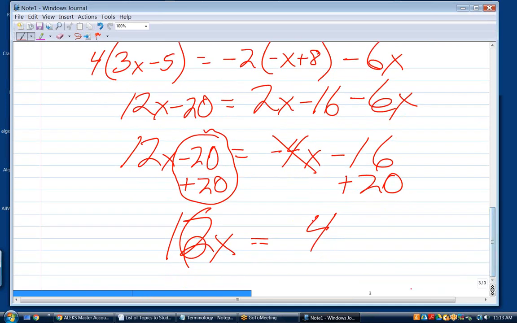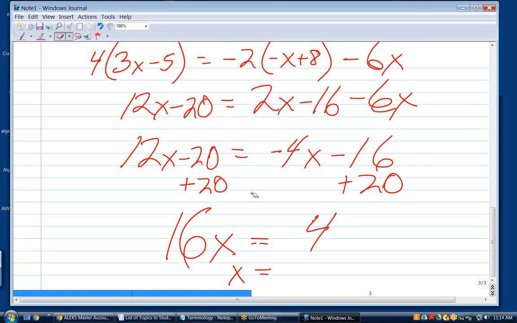So what's x equal to? So 16x is equal to 4. Wait, again, I'm looking at it the wrong way. So it would be x is equal to 16. Okay, that's the same problem as the other one.